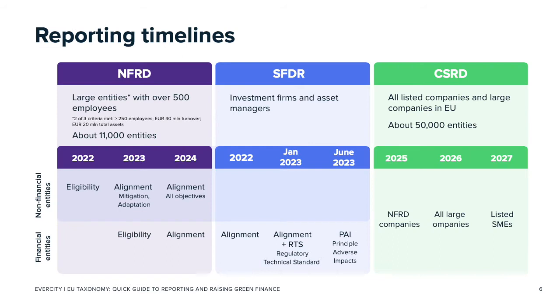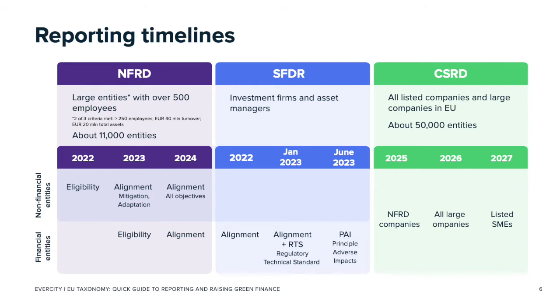What are the timelines? It's good to remember them. They are sometimes a little bit flexible, so they shift, but this is what they look like for now. Currently, we know that there is a non-financial reporting directive in place. In 2022, companies had to report on eligibility. In 2023, it is alignment, and later on we will discuss the difference between eligibility and alignment in more detail. And next year it will also be alignment for non-financial entities. The difference is that currently not all materials are ready in taxonomy.